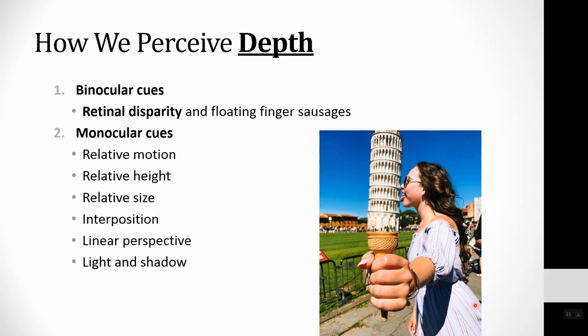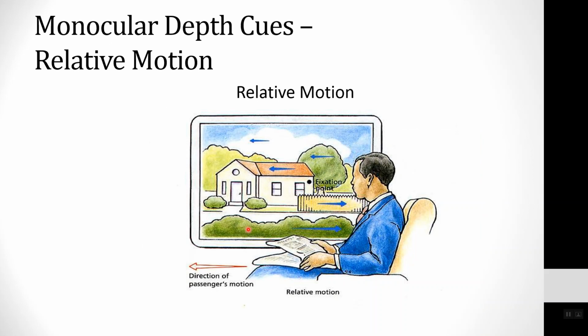And it'll help explain this fun picture of this woman licking the Leaning Tower of Pisa, but we know that's not really what's going on. But maybe if you look briefly, that's a pretty good trick, right? So let's talk about these monocular cues.